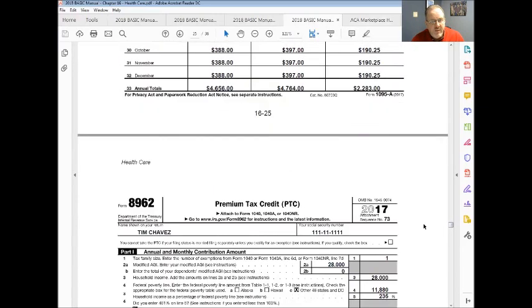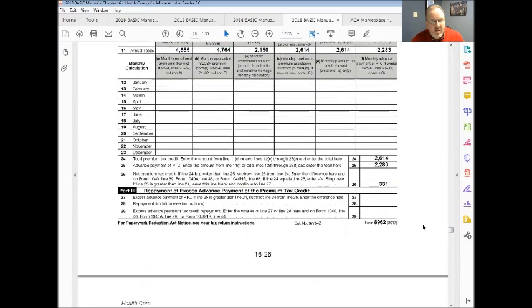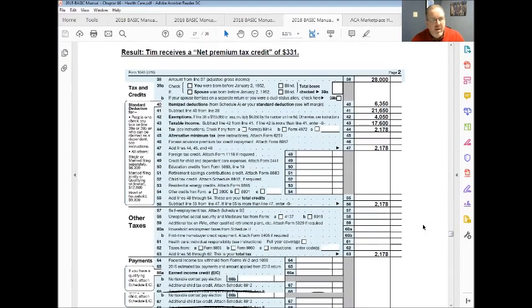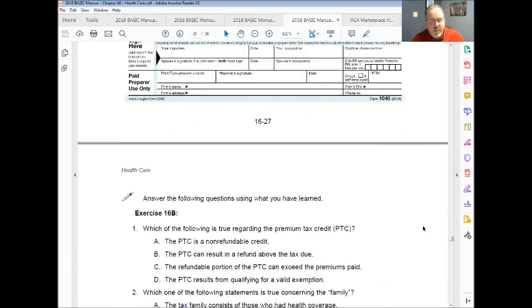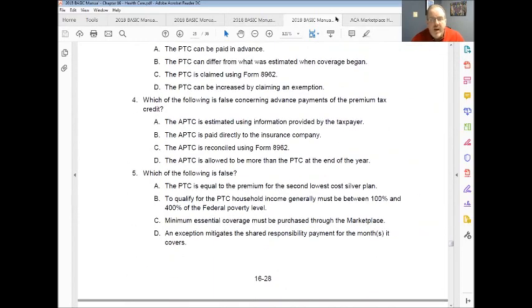Okay. So 1095A. Okay. So we have net premium tax credit put there. Okay. So here's what we're going to do. We're going to go in and we're going to do a problem here.